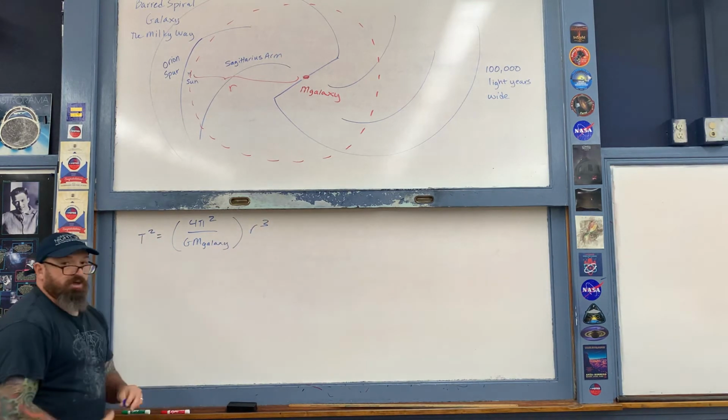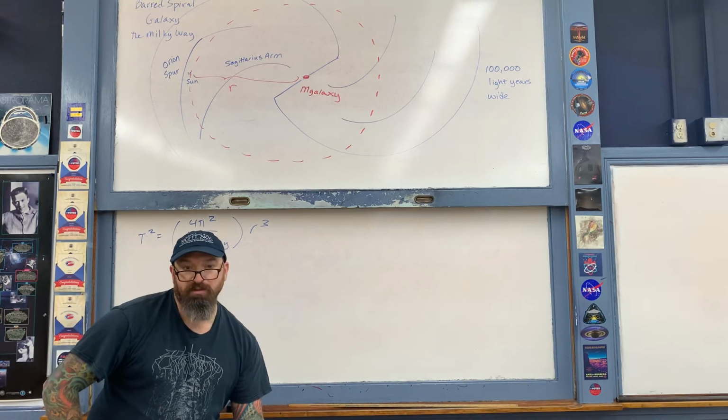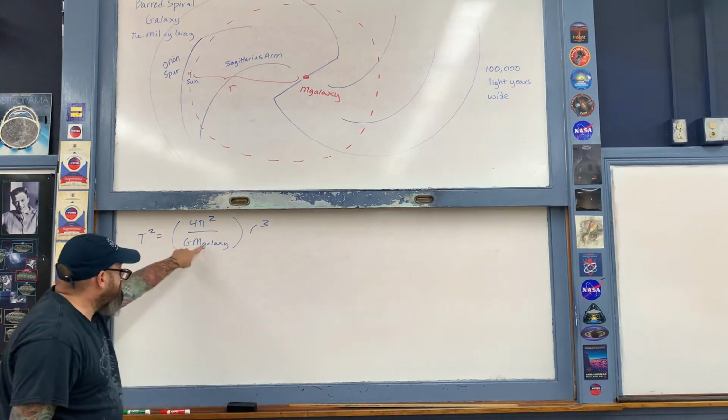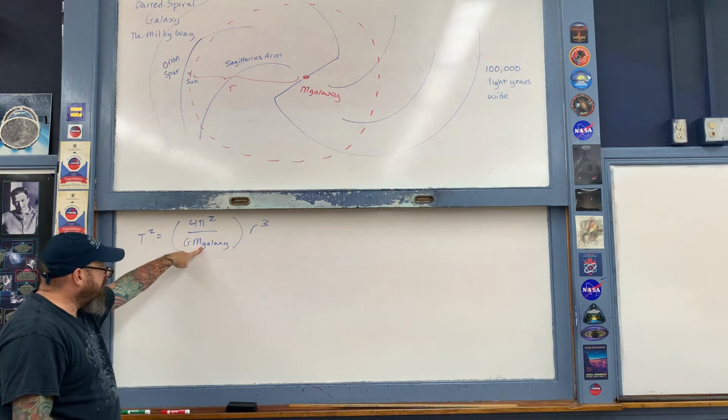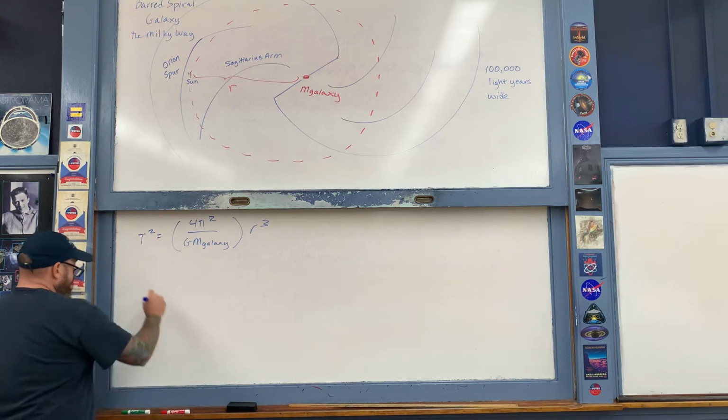Like so. T squared is proportional to r cubed. We've seen this equation before already in a couple of problems. The only thing that's different, however, is the mass in the denominator of the expression. Now it's just the mass of the galaxy. So let's go ahead and cross multiply now and solve for the mass of the galaxy.